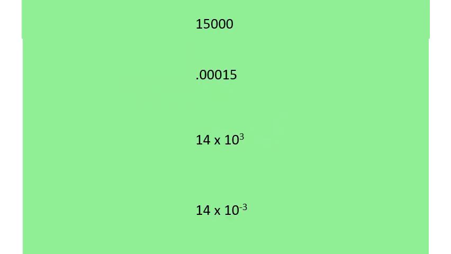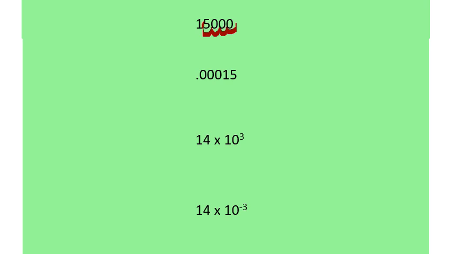Just to clarify, to make sure that you understand what I'm doing, I want to do all 4 types of problems on one page so you can see which way you move your decimal point. We're going to start by changing 15,000 into scientific notation. The decimal point is at the end, and we want to move it over to the left until we get just past the first number. 1, 2, 3, 4 spaces. So I'm going to put my decimal point between the 1 and the 5.